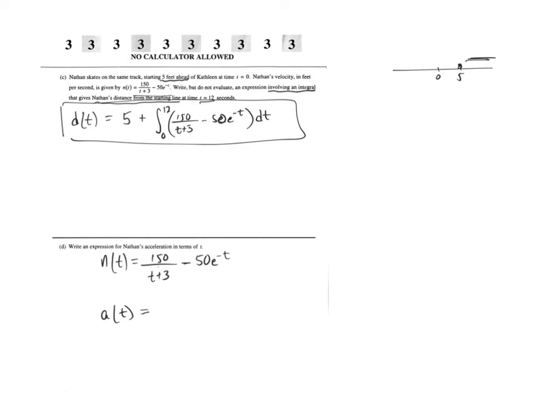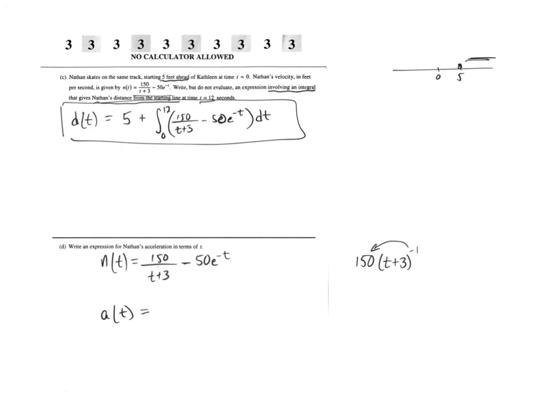So for this first portion that we have here, that's a quotient. We could do the quotient rule on that. Or some people hate using the quotient rule, so they might call that part 150 times t plus 3 to the negative first, and just treat it like a chain rule thing, bringing the negative 1 down in front, dropping the power by 1, and then taking the derivative of what's inside. So what the heck, I'll do it that way.